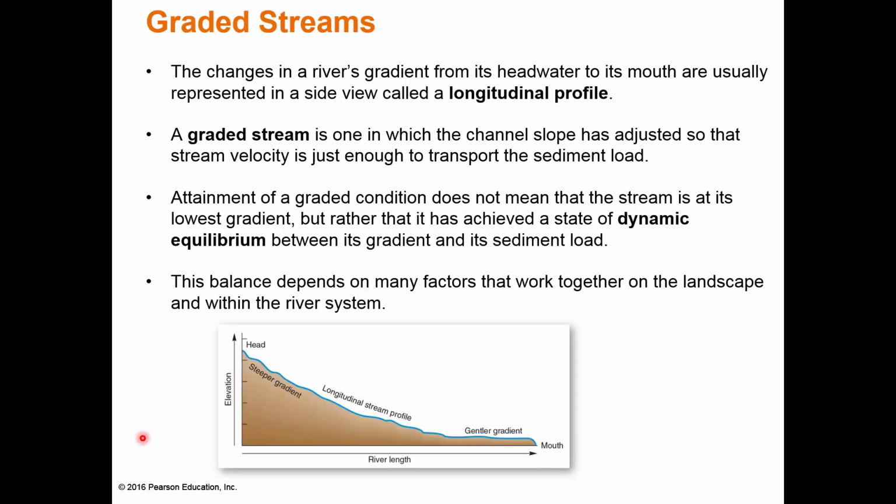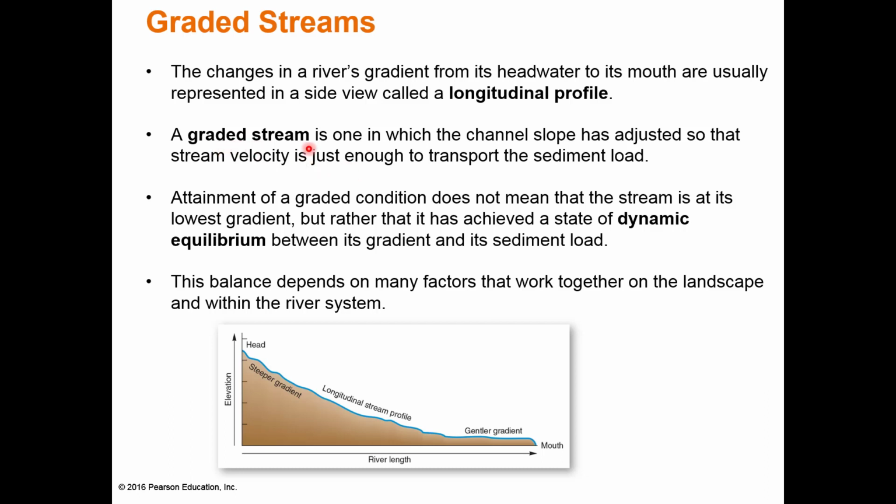And another big concept about stream systems is this idea of a graded stream. And again, we're looking here at what's called a cross section. So here is the entire length of the river from the headwater out to where it's discharged to the ocean or a bay. And here's the elevation. And when you look at a river like this, certainly a big mature river, it will tend to form into this profile, a certain shape. And the text here describes it.